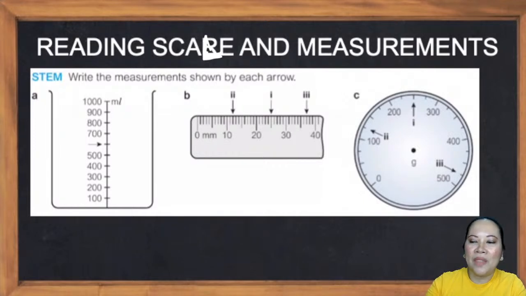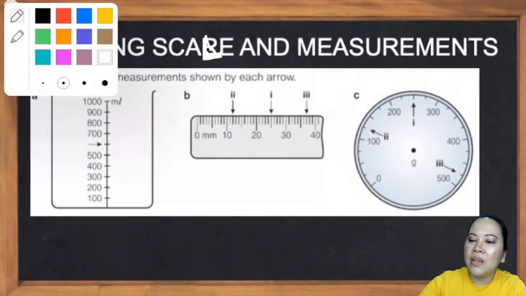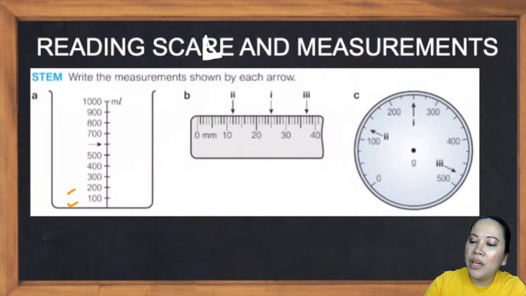Okay, so for example, for letter A, you have 1000. If you would notice here, it's by 100, right? So it's by 100. You have 100, 200, 300, 400, 500. So what is the missing measure? What is the measurement shown on that arrow here?